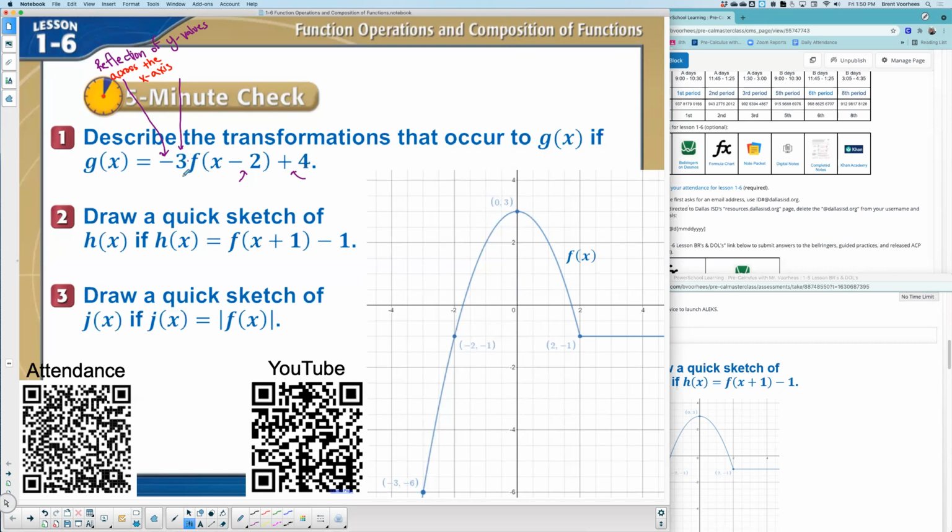Second one, that 3, is that inside or outside? Outside. Does outside, meaning vertical, lie or tell us the truth? Tells us the truth. So this would be a vertical stretch by a factor of 3.